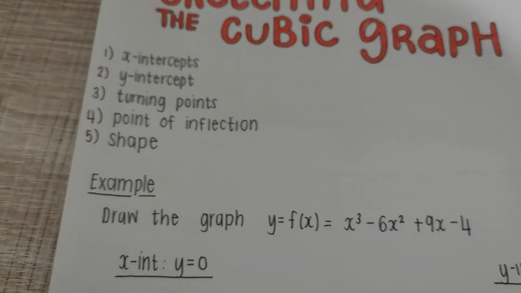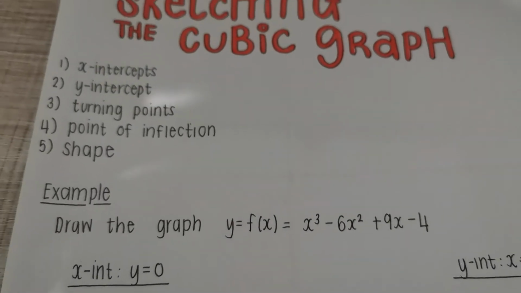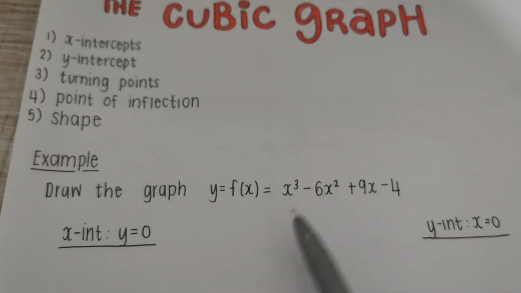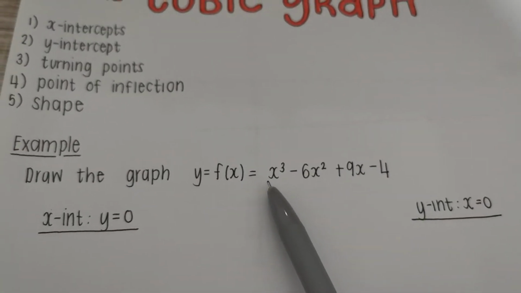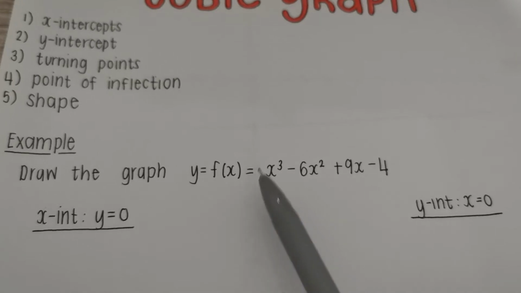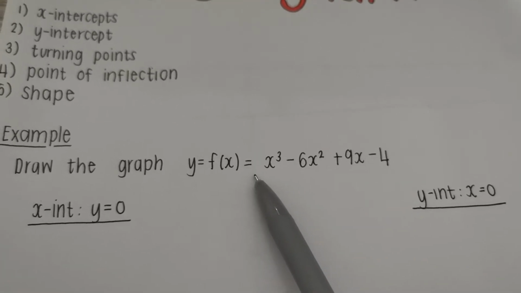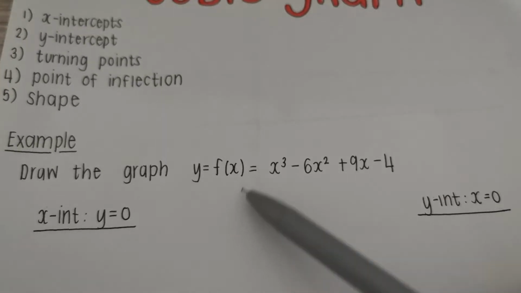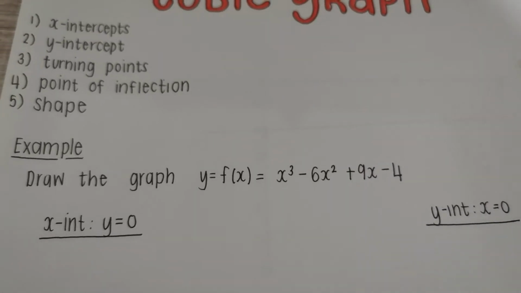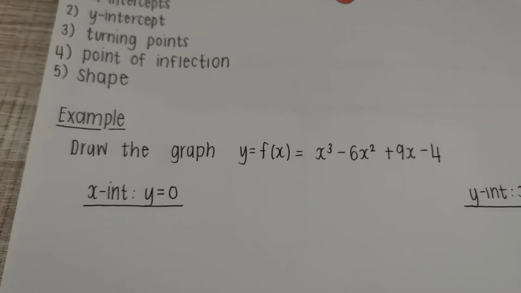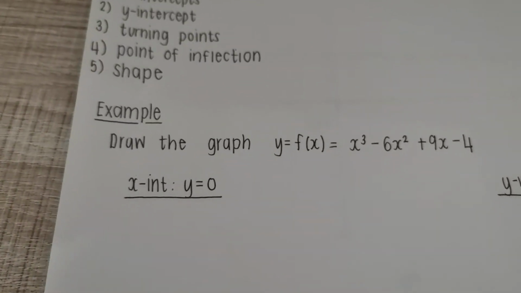Okay, I wrote it out again for you guys. Here's an example that we're going to be drawing. So here's our graph. As you can see, my a value, the value in front of the x cubed, is a positive value. That means our graph is going to look like that, where it's increasing, decreasing, increasing, right? We need to find our x-intercepts. That means where y is equal to 0.